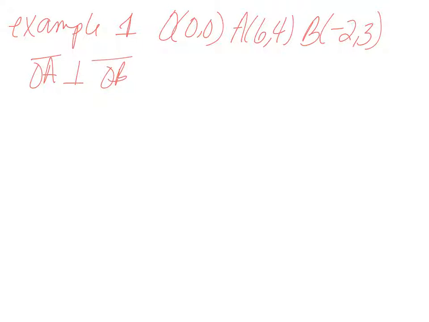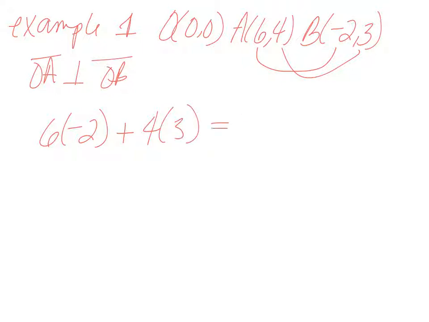So what we're going to do is prove that 6 times negative 2 plus 4 times 3 equals 0. Negative 12 plus 12 is in fact 0. Okay, yes, it works. The segments are perpendicular. You have a right triangle.